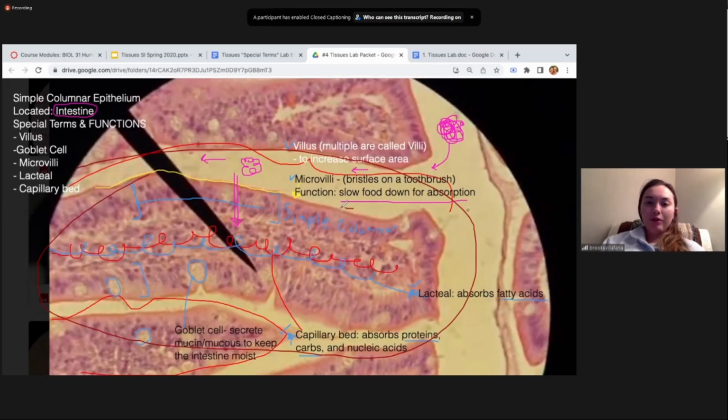The microvilli is this pink line that goes along the outer surface of the villi. So this would be micro. Think about it. It sounds like it's small, right? Micro, like a small thing, versus villus is a big thing. Villus is the whole thing. Micro is on the surface.